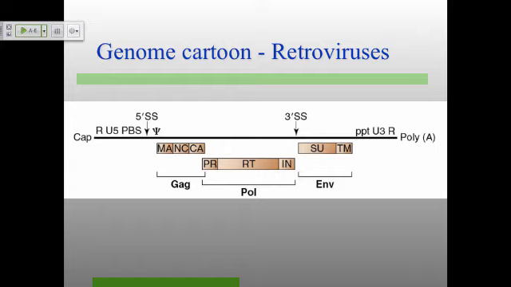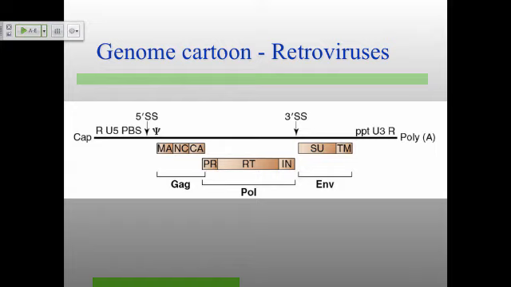Cap and tail, all cellular, because this is the cellular polymerase which is making all of these genomes. A repeated sequence, and then unique sequences at the 5' end and the 3' end. Then a primer binding site at the 5' end and a PPT down at the 3' end, which of course we all remember is also going to serve as a primer.